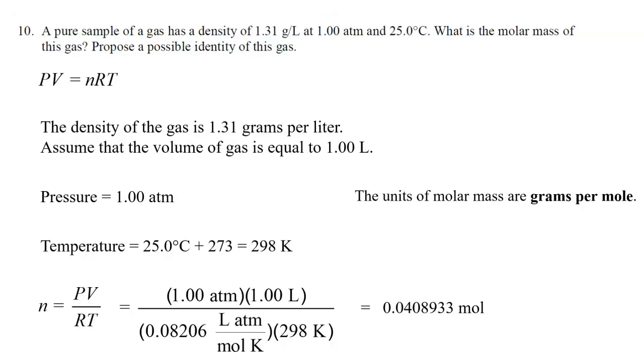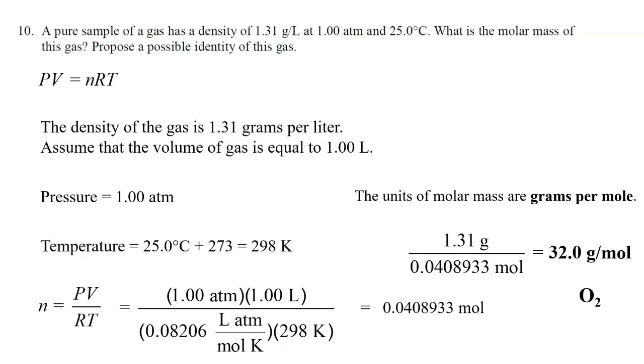We just calculated the number of moles from the ideal gas law. So grams divided by moles will give us the molar mass. So 1.31 divided by this particular value for the number of moles, we get our answer that the molar mass of this gas is 32 grams per mole. A common gas that you're probably familiar with with that molar mass would be diatomic oxygen, or O2. The molar mass of O2 is 32 grams per mole. So a possible identity of this gas is oxygen gas, or O2. So that is the answer to question 10.